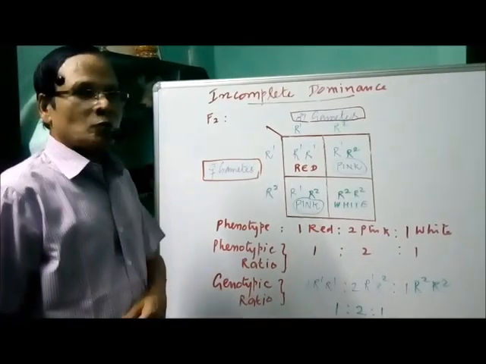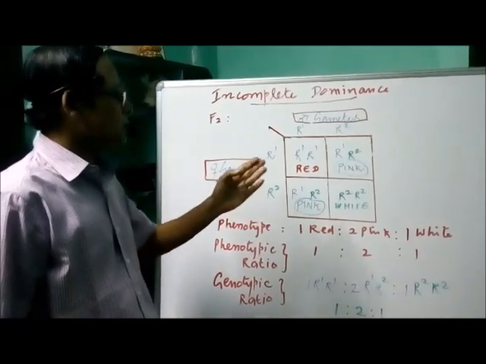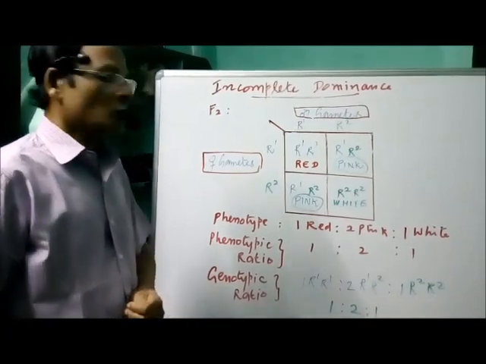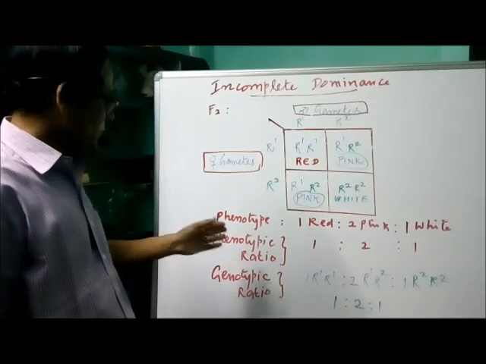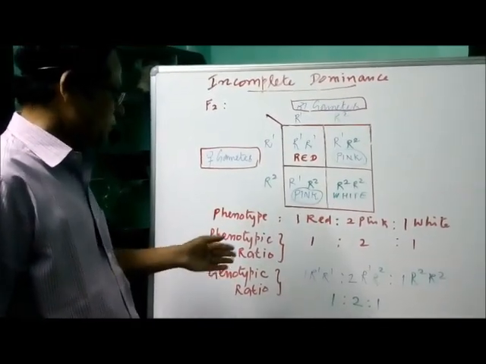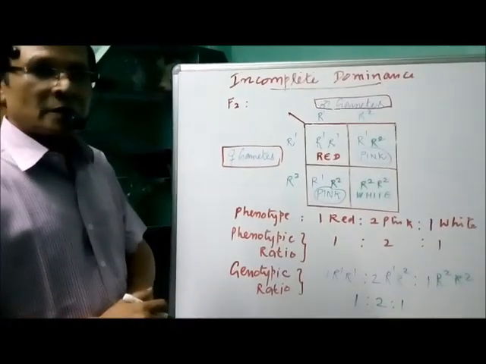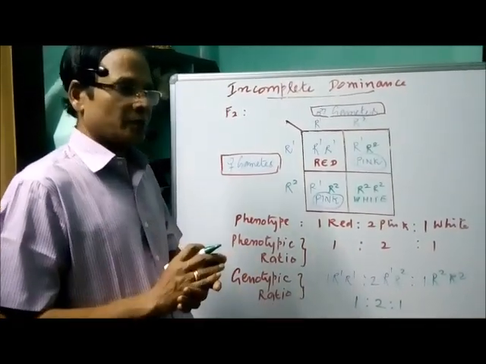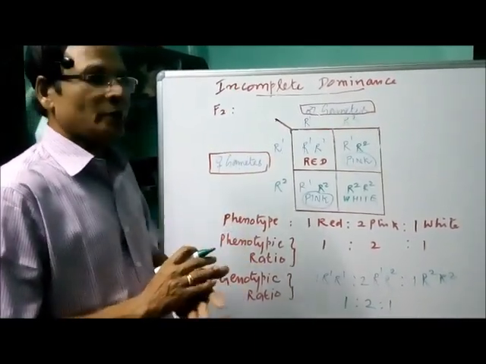A genotype with R1 produces red color, a genotype R1 R2 results in pink color, and the genotype with R2 produces white color. So in such cases, we have the phenotypic ratio 1:2:1, and also the genotypic ratio 1:2:1. So if in a hybrid class the phenotypic and the genotypic ratios obtained are the same, that is 1:2:1, we can say it is because of incomplete dominance.